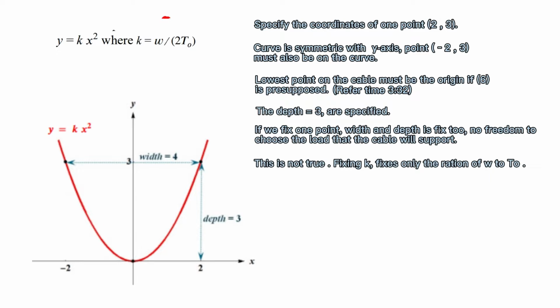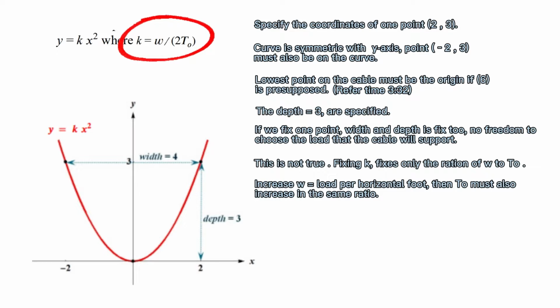The quantity k is equal to W divided by 2T0. So fixing k fixes only the ratio of W to T0. If we increase W, the load per horizontal foot, then T0 must also increase in the same ratio.